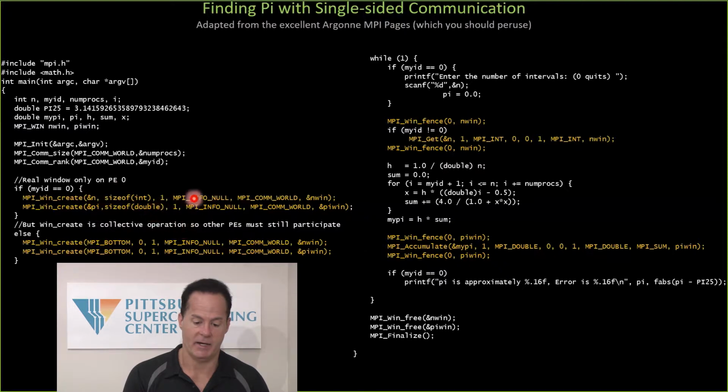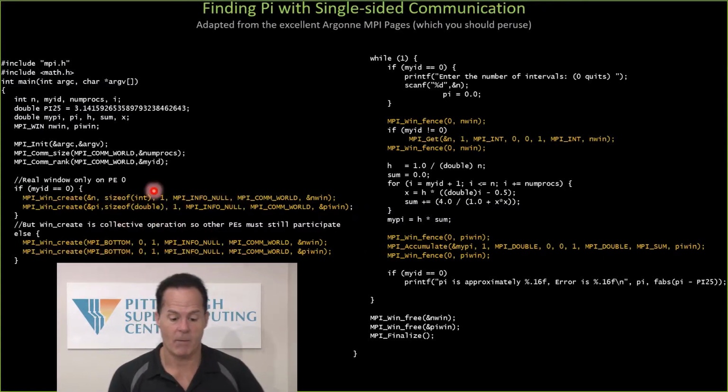It's got the end variable, the number of intervals the user enters, and it's got the final result variable. Very often these will obviously be large arrays or sections of arrays, but in this case our windows are just two variables. The other PEs, because it's collective, need to call the routine as well, so they call this even though they're not creating any windows locally. They're not really creating any windows, but they are kind of acknowledging that PE0 is going to create windows.